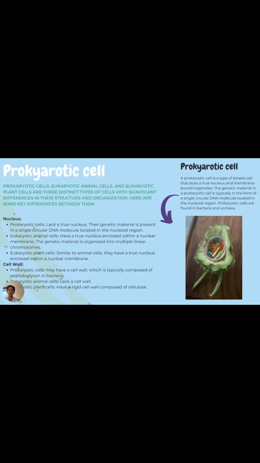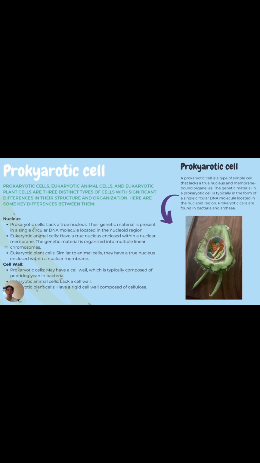Prokaryotic cells, eukaryotic animal cells, and eukaryotic plant cells are three distinct types of cells, with significant differences in their structures and organization. Here are some key differences between them.